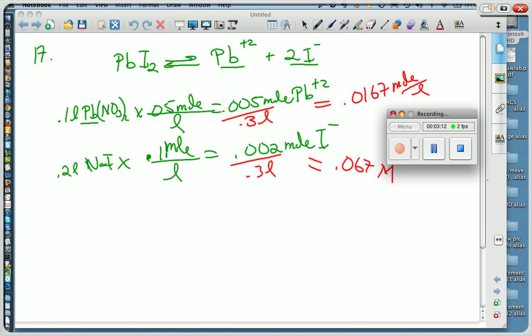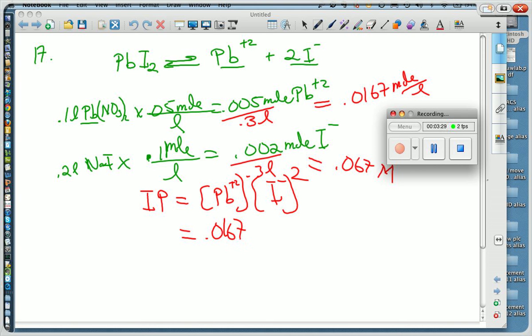So now we're ready for the ion product. The ion product is the same expression as the KSP, so it equals the concentration of the lead ions multiplied by the concentration of the iodide ions squared. We know the lead is 0.0167, and we know the iodide is 0.067 squared, which gives us an ion product of approximately 7.5 times 10 to the negative fifth.